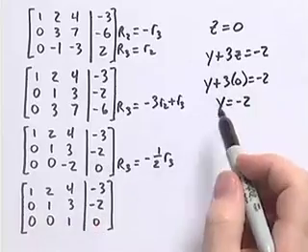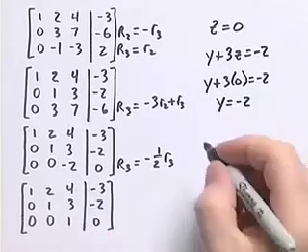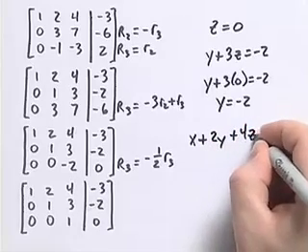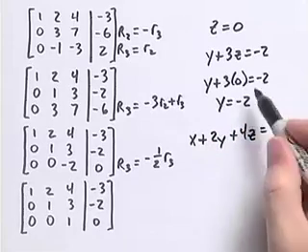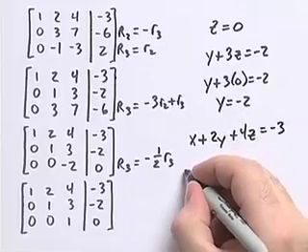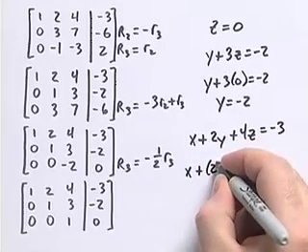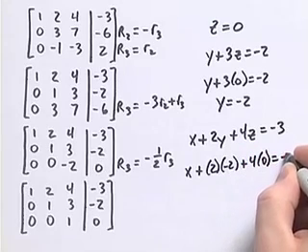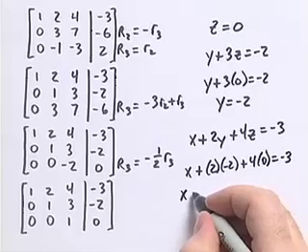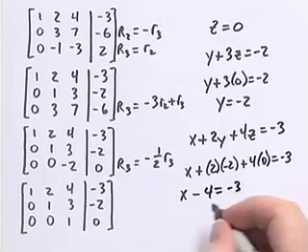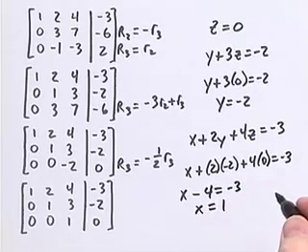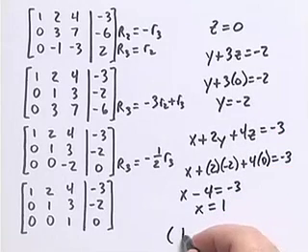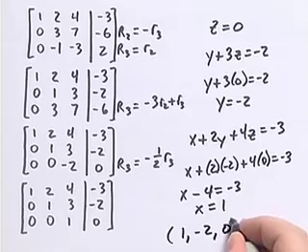We know z and y now. This first row in our matrix gives us the equation x plus 2y plus 4z equals negative 3. Plug in our values for y and z. Get x plus 2 times negative 2 plus 4 times 0 equals negative 3. So that gives us x minus 4 equals negative 3, or x is equal to 1. Now that we know the values for x, y, and z, we have our ordered triple solution, 1, negative 2, 0.